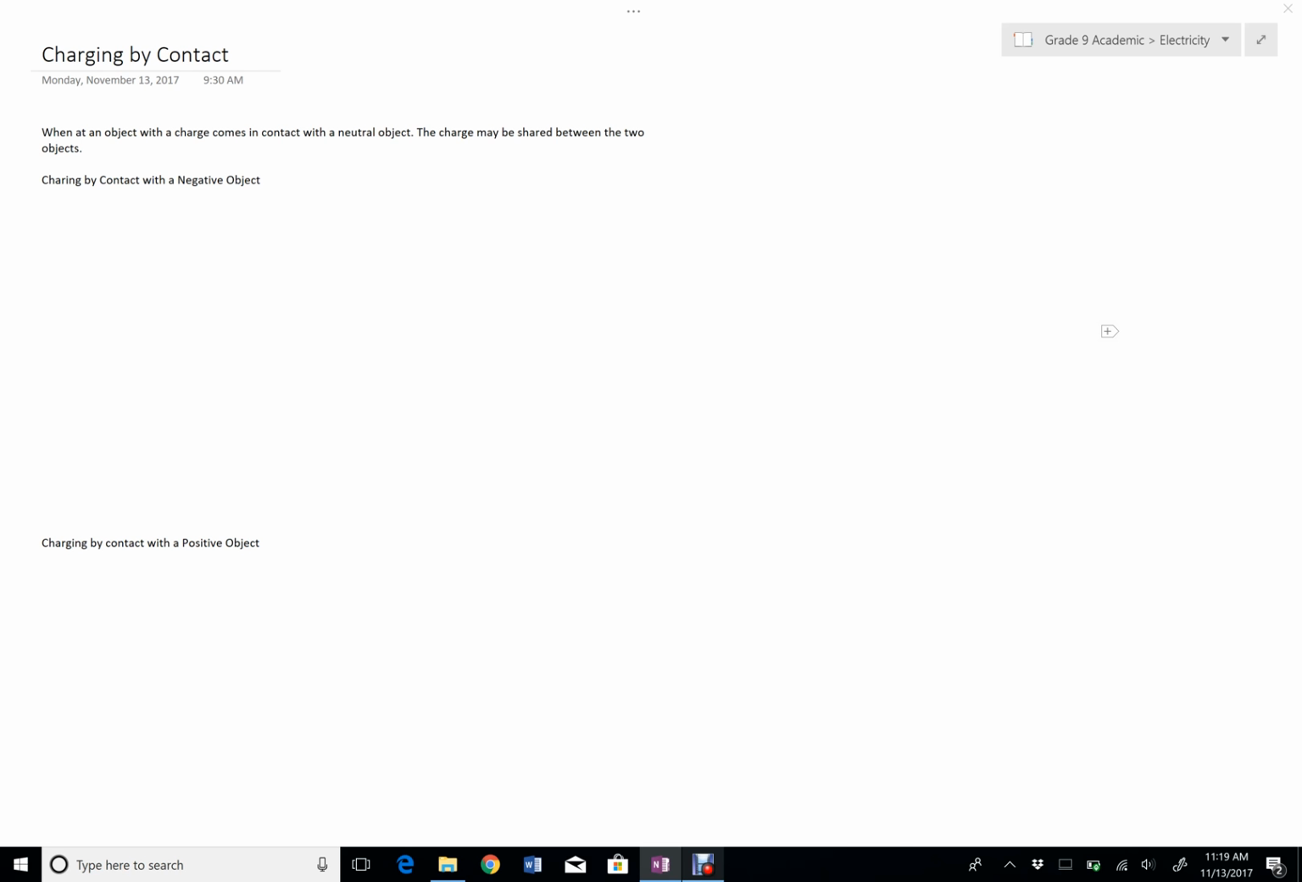Charging by contact. Charging by contact occurs when a neutral object comes into contact with a charged object. The charged object will share its charge with the neutral object. This works differently if the original charge is negative, or if it's positive. So let's imagine first a negative object.